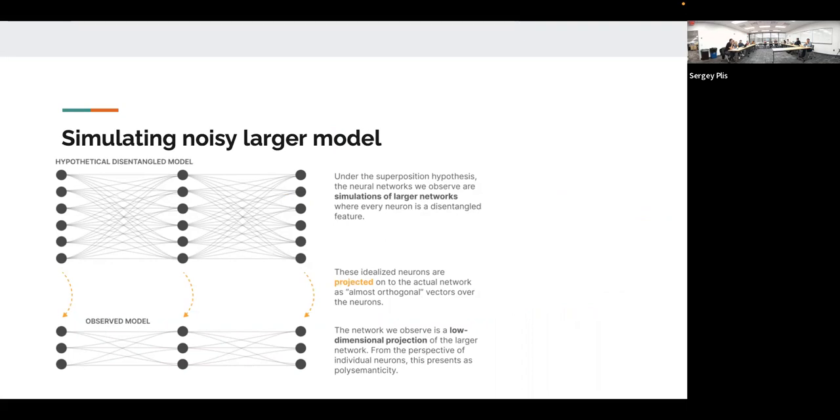Right. Okay. So they say that under their hypothesis, essentially what smaller networks are doing is simulating larger networks. It's a noisy simulation of larger neural networks. And the way it works is that these idealized neurons of the really big disentangled model are mapped onto the actual neural network that we have as almost orthogonal vectors over the neurons. So it's a low dimensional projection.